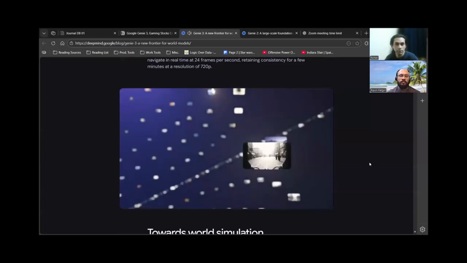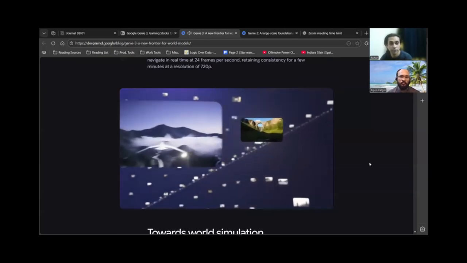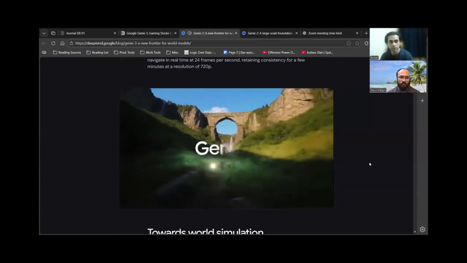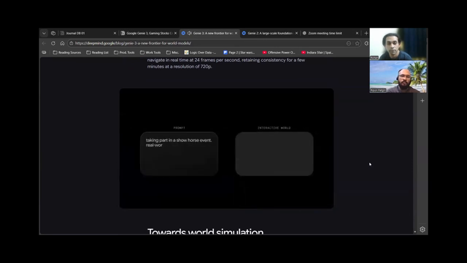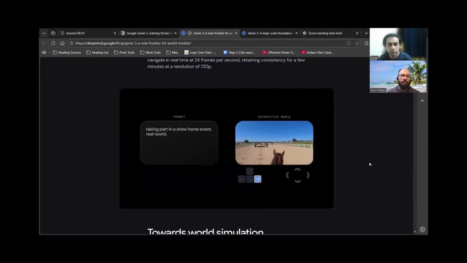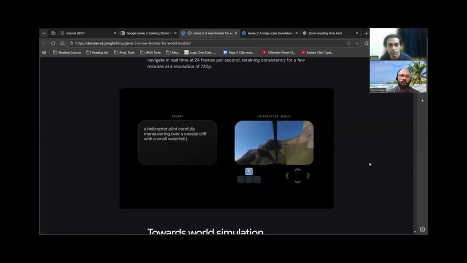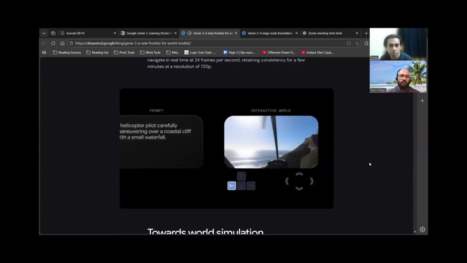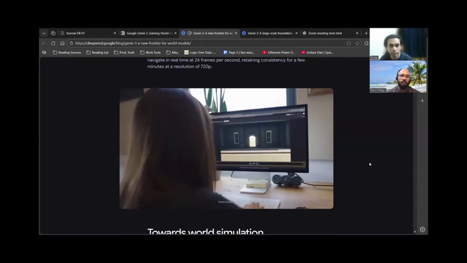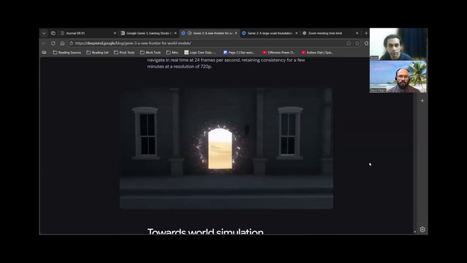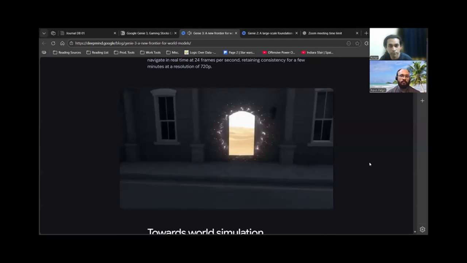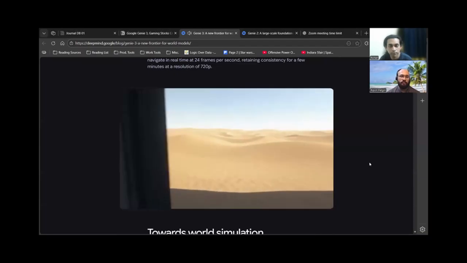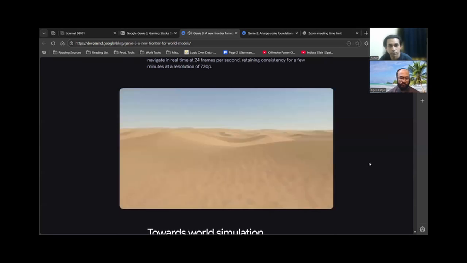What you're seeing are not games or videos. They're worlds. Each one of these is an interactive environment generated by Genie 3, a new frontier for world models. With Genie 3, you can use natural language to generate a variety of worlds and explore them interactively, all with a single text prompt. Let's see what it's like to spend some time in a world. Genie 3 has real-time interactivity, meaning that the environment reacts to your movements and actions. You're not walking through a pre-built simulation. Everything you see here is being generated live as you explore it.